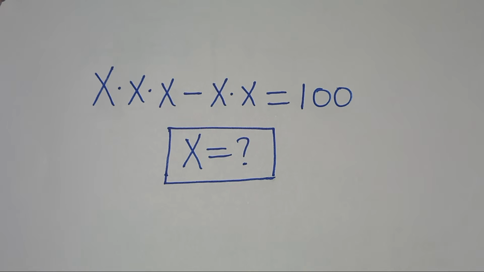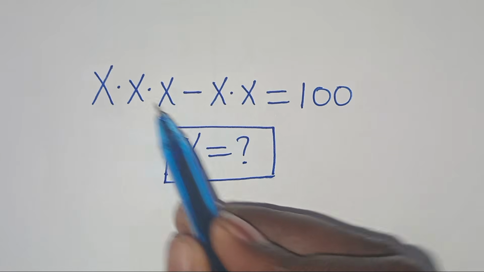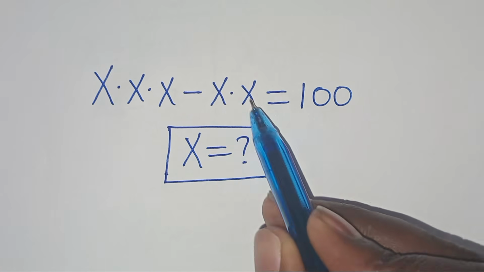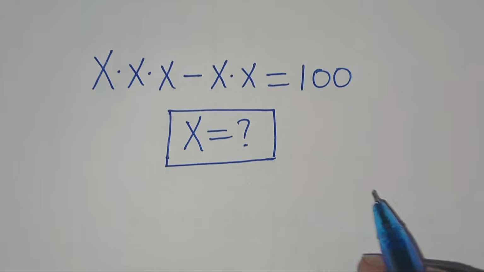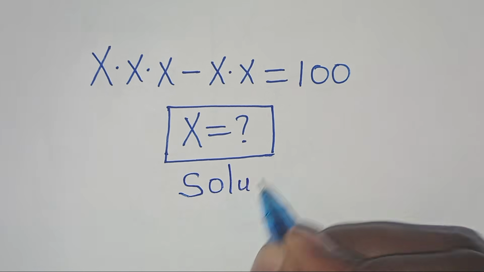Hello everyone, you're welcome to solve this nice algebra problem, which is x times x times x minus x times x. This is equal to 100. So what are the values of x? Now let's provide a solution from here.